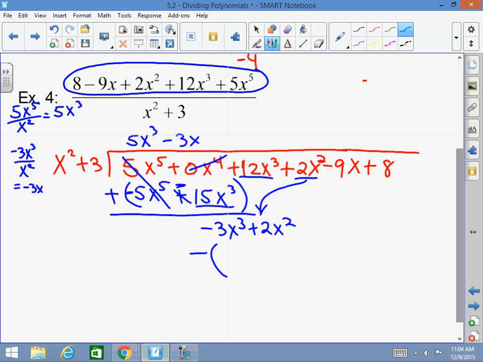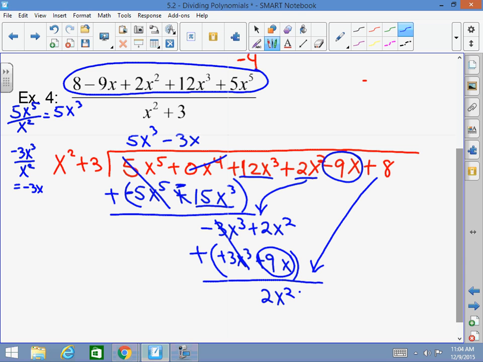Subtract the product. Negative 3x times x squared is negative 3x cubed. Negative 3x times 3 is negative 9x. You with me here? Okay. Distribute the negative. This cancels. I got 2x squared and a 9x. Can I add those two together? So I've got 2x squared, but what's negative 9x plus 9x? That cancels. So I drop down my 8 instead.